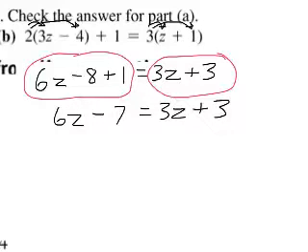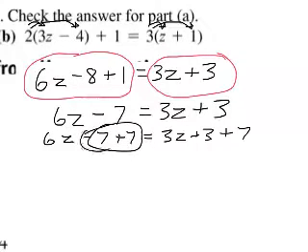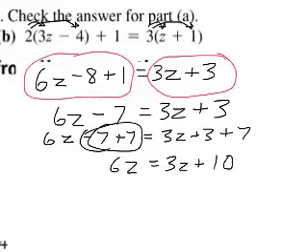So to do that, we add a 7. We have 6z minus 7 plus 7 equals 3z plus 3 plus 7. And this one gets eliminated, and we have 6z equals 3z plus 3 plus 7 is 10.